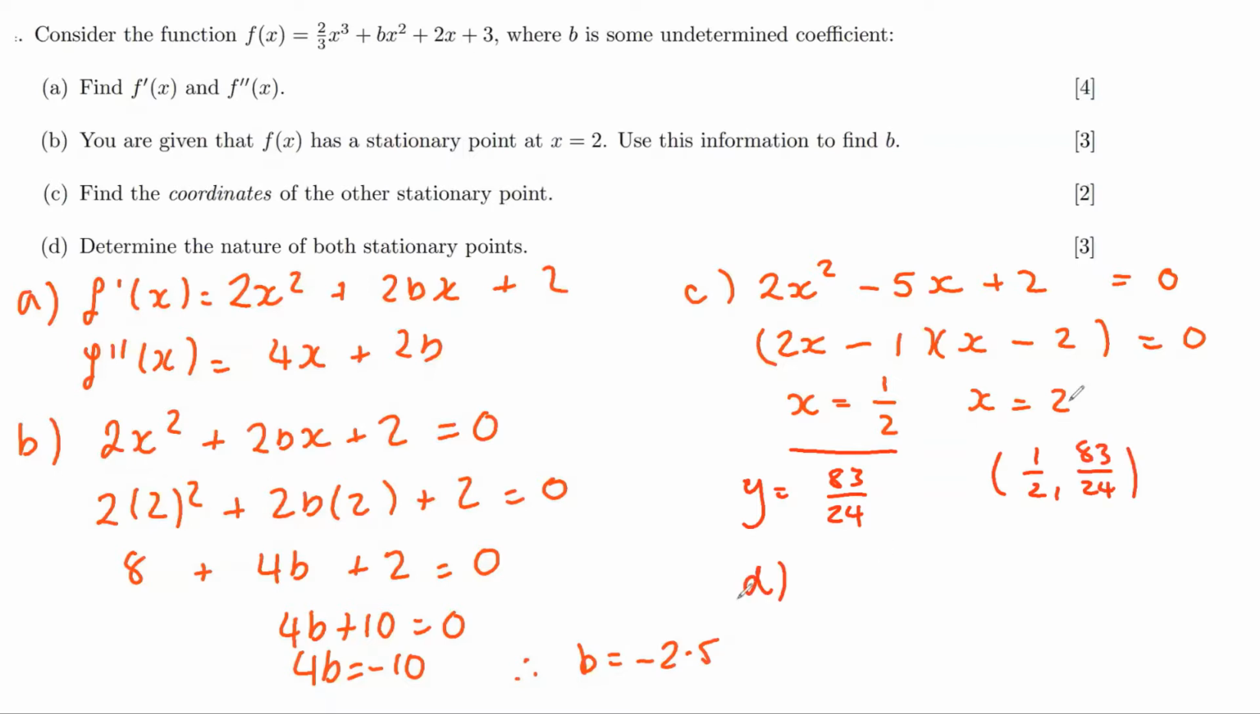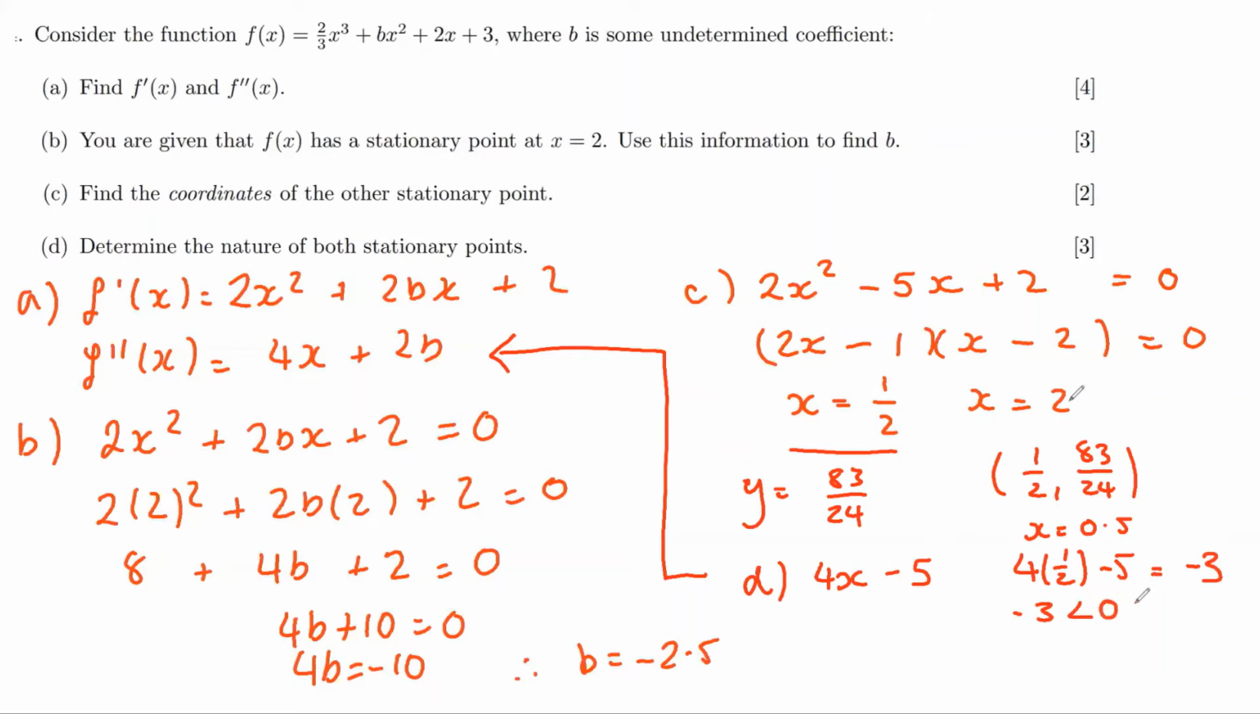So for part D, we're asked to determine the nature of both stationary points. Now we've already worked out the second derivative, so we're going to use that and just substitute in our values of x. Now remember, we have worked out b, so it's now 4x minus 5. So I substitute in a half, so when x equals a half, we get 4 times a half minus 5, which is equal to minus 3. Now minus 3 is less than 0, therefore this is a maximum.